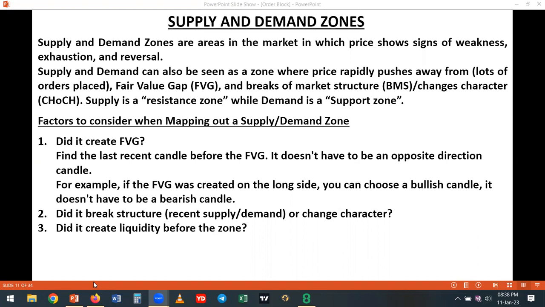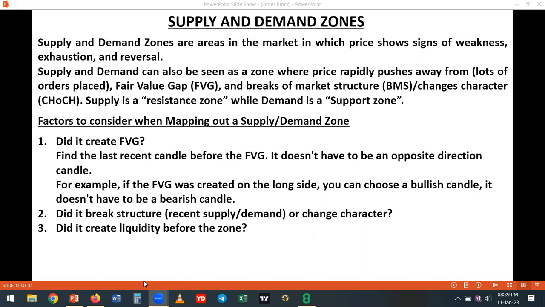Supply and demand zones are areas in the market in which price shows signs of weakness, exhaustion, and reversal. Supply and demand can also be seen as zones where price rapidly pushes away from. They are also known as fair value gaps and break of market structure or change of character. Supply is your regular resistance zone, whereas demand is your regular support.